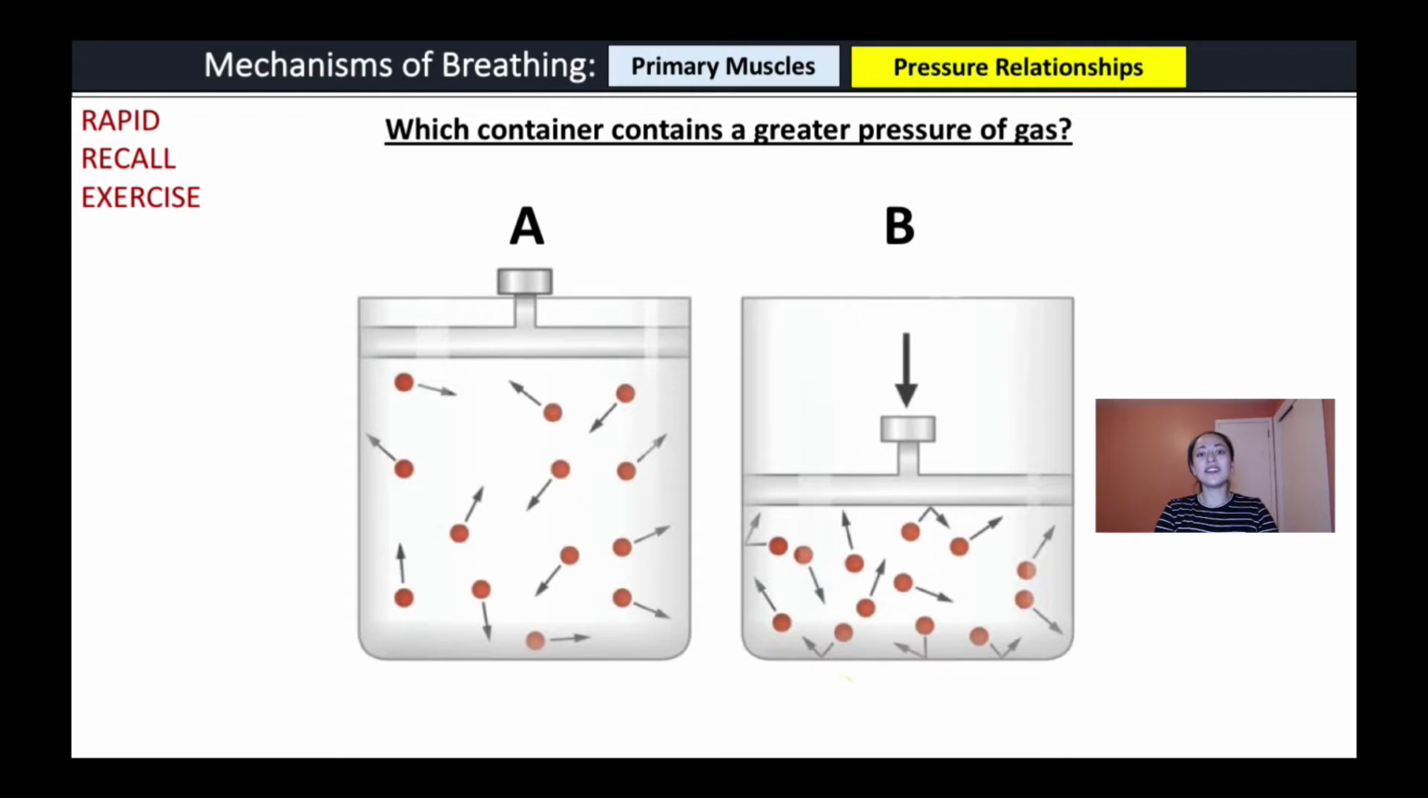So, little recall activity here. Which container contains a greater pressure of gas? The answer would be B. Again, because we have a smaller volume, so the gas molecules are colliding more with the surface.